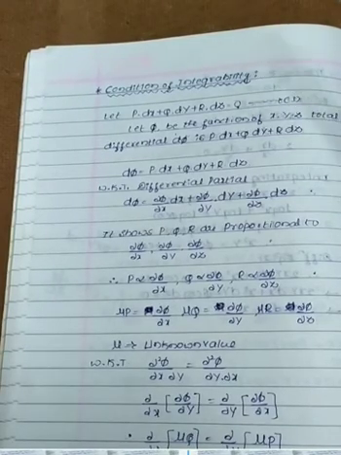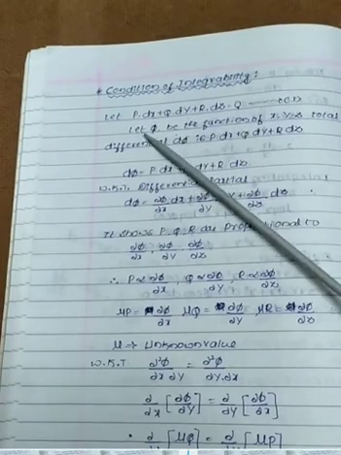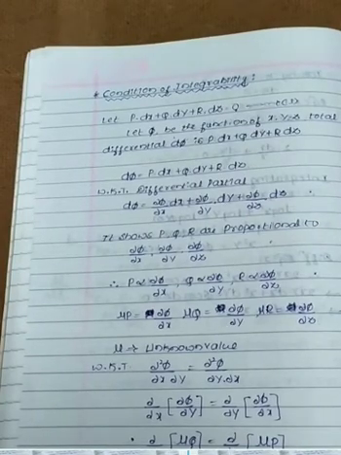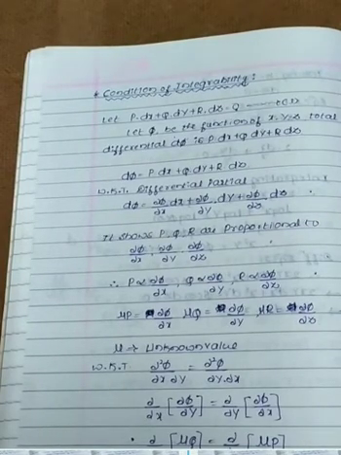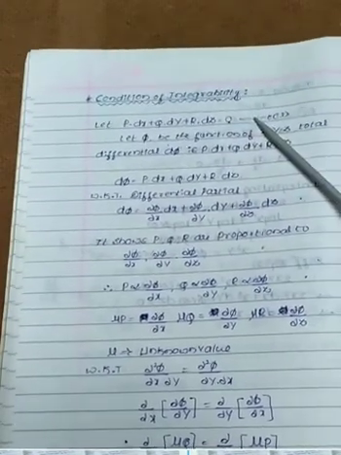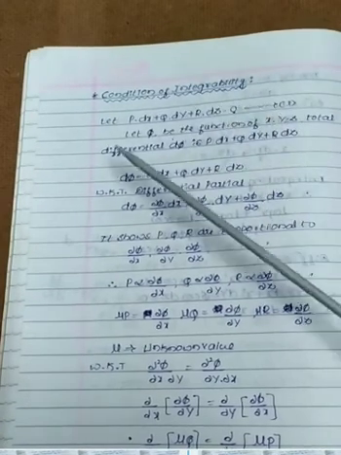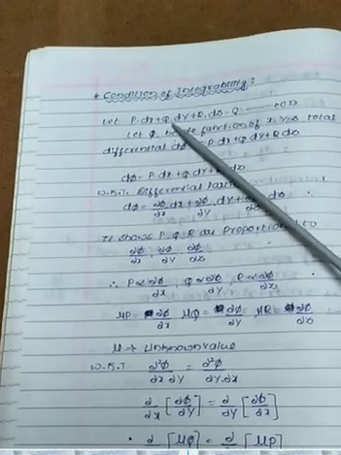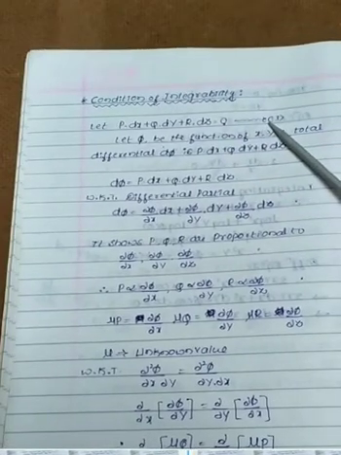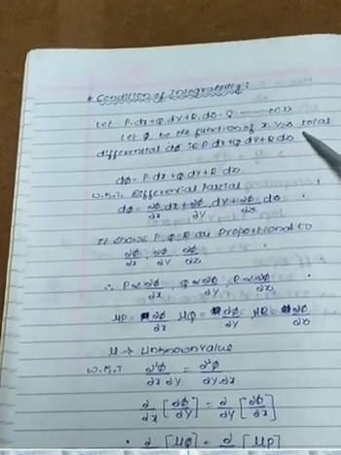We know that the total differential equation is in the form of P dx plus Q dy plus R dz equal to 0. The condition of integrability means whether this equation is soluble or not. Let P dx plus Q dy plus R dz equal to 0 be equation 1, and let pi be a function of x, y, z.